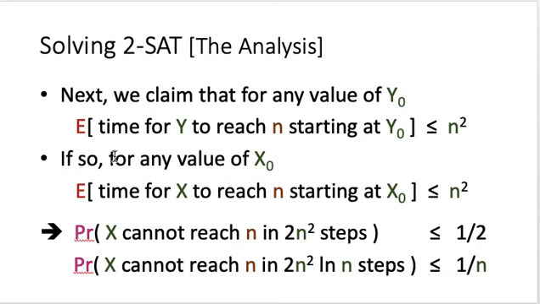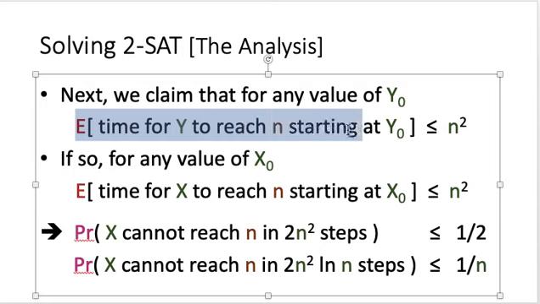So the next part here is we want to do the bound for the expected time for y to reach n, starting at y0, for any value of y0. We want to show that this expected value is less than or equal to n squared. If this is the case, then for any value of x0, the expected time for x to reach n starting at x0 will be less than or equal to n squared.